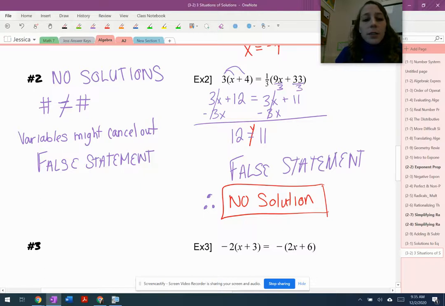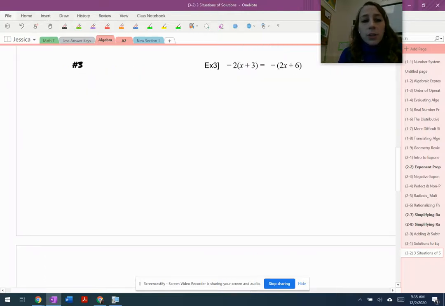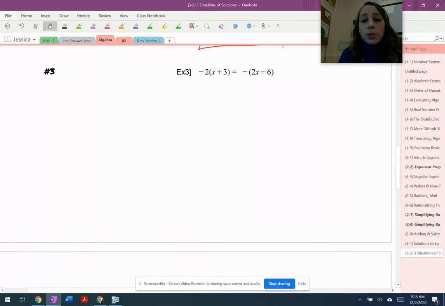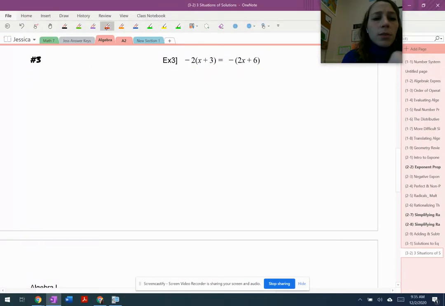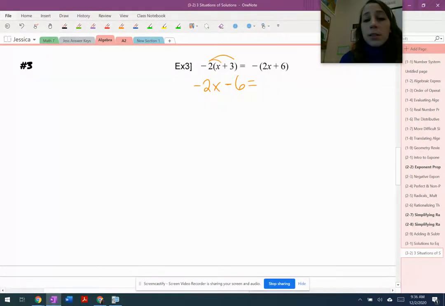Okay, so here we are, the last and final situation of our 3 solution situations in our last example. We did blue, we did purple, let's go orange. So again, starting off with any distribution, that -2 times x, -2 times 3. Here, keep in mind, there is that -1 outside of those parentheses for me to distribute.